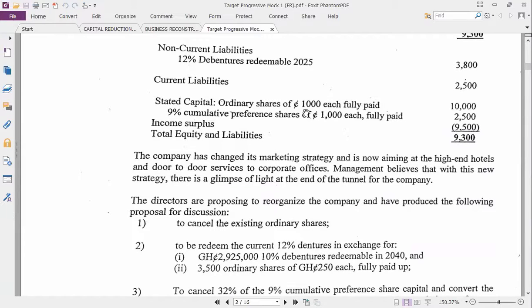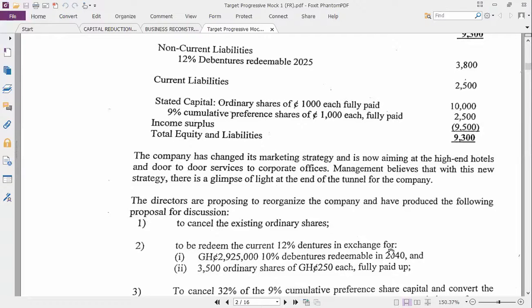But we are able to push for 2040. 2040 is like 20 years ahead of us, which is very good for us to take our time, make some good money and then use it to pay them later. So that is the assumption.